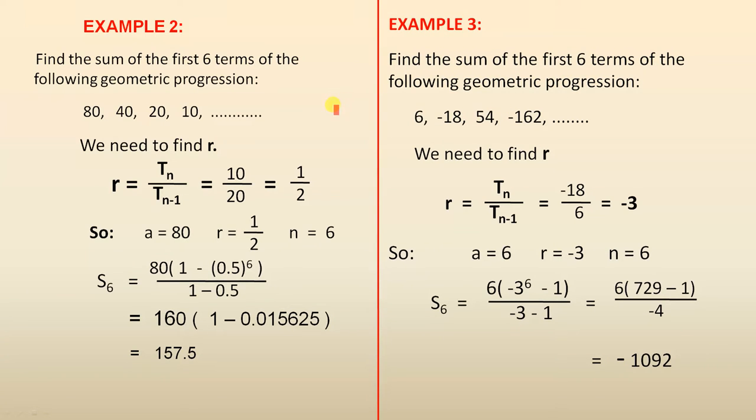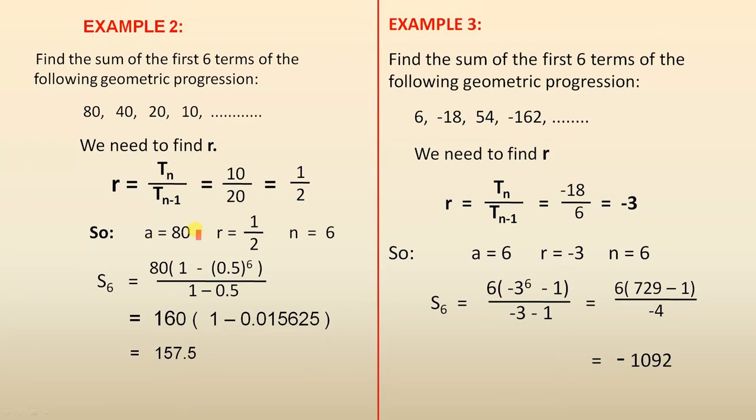Example 2. Here we're going to find the first 6 terms of this geometric progression. We're going to find the first 6 terms. Again, we're finding r, and just by using the simple formula we see that r is a half. It's 1 over 2, and that's how we find it.